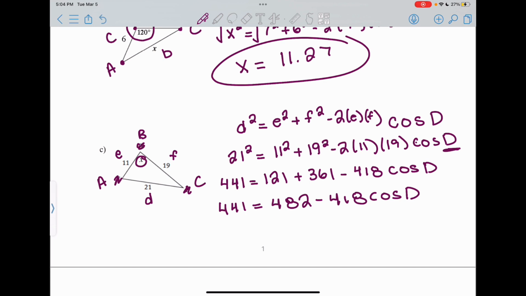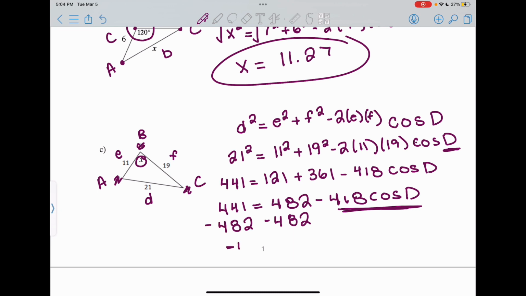Now please be careful. Notice how 418 is attached to the cosine of D, but 482 does not have a cosine of D attached to it, which means those two numbers are not like terms. Because 482 doesn't have a cosine of D, we cannot subtract 418 from it. So what I'm going to do is I'm going to subtract 482 to the other side.